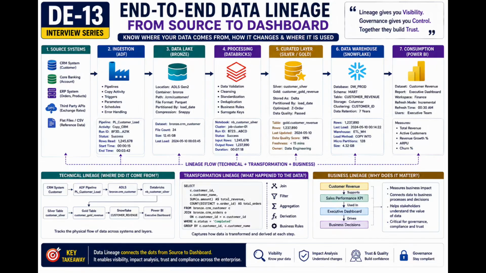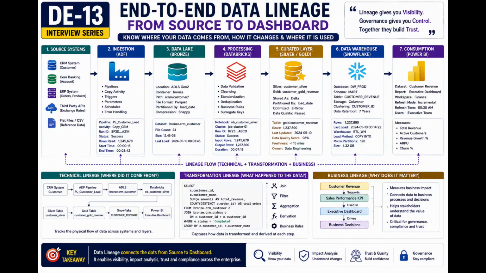The second one is transformation lineage. Now we ask, what happened to the data along the way? Suppose the source contains customer ID, order amount, discount, and order status. During transformation, we might filter only completed orders, join customer and order tables, calculate net revenue, then aggregate revenue by customer. Then the final metric might be derived from those transformations. So transformation lineage explains how the original data became the final data.